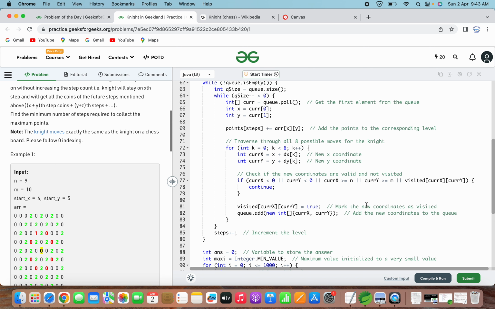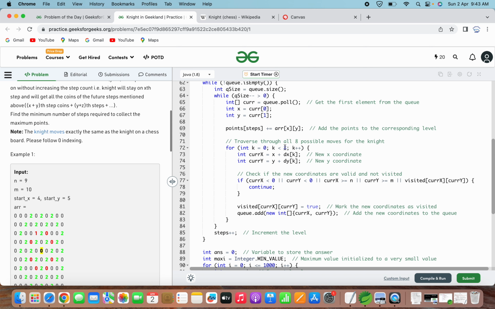If these conditions are not satisfied, that means it is not valid. So if it is already visited, then we are simply continuing. That means we are not marking it as visited, and we are not adding it to the queue. But if these conditions are correct, that means the new coordinates are valid and within the range of the matrix, then we mark it as visited and enqueue it to the queue. That means we add each individual current cell to the queue for each direction. I hope this is clear.